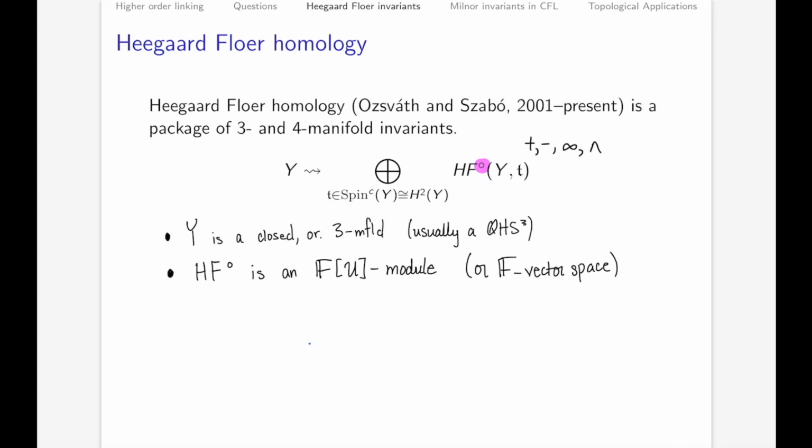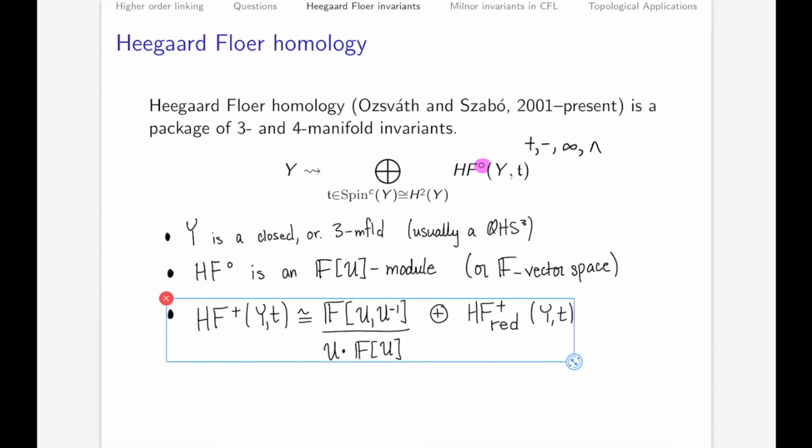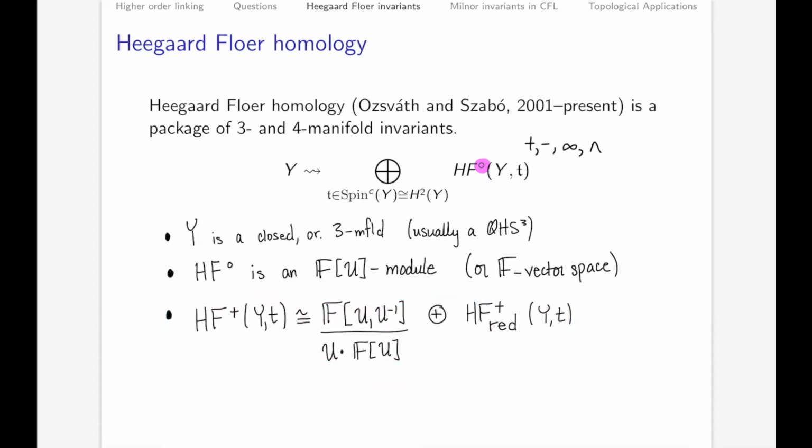If we take, say, HF plus, then we can write this splitting like this. HF plus of Y in spin C structure T has two summands. One of them is a free F adjoin U module, and the other one is a torsion submodule. So the torsion submodule is called HF red, and then the free part, there's only one free part, is usually referred to as the tower, and sometimes the notation math-cal-T will be used to denote the tower.